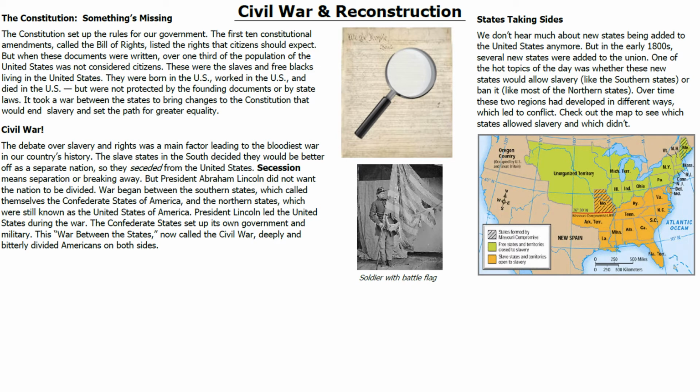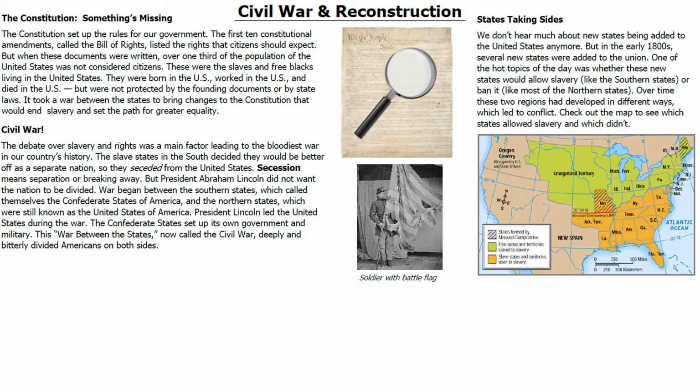Civil War. The debate over slavery and rights was a main factor leading to the bloodiest war in our country's history. The slave states in the South decided they would be better off as a separate nation, so they seceded from the United States. Secession means separation or breaking away. But President Abraham Lincoln did not want the nation to be divided. War began between the southern states, which called themselves the Confederate States of America, and the northern states, which were still known as the United States of America.